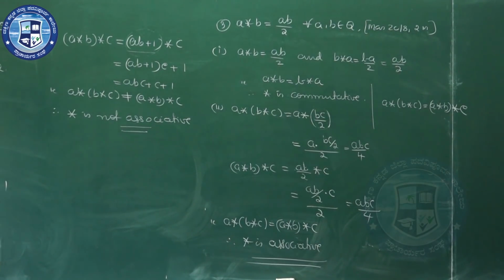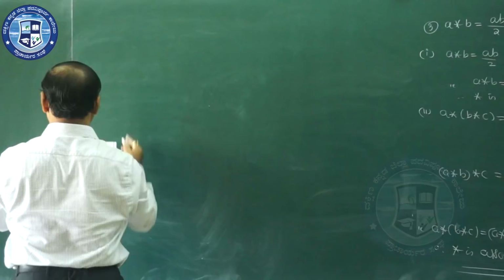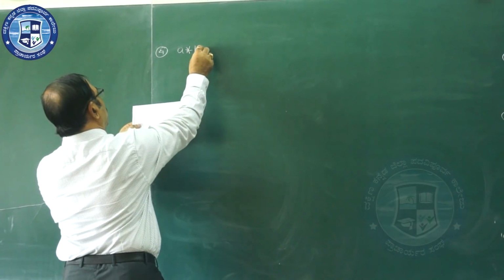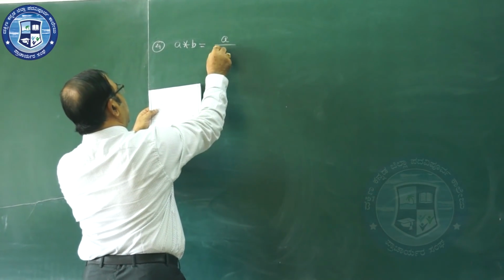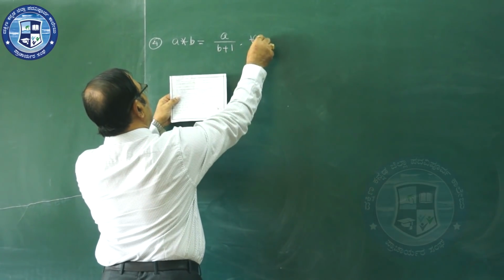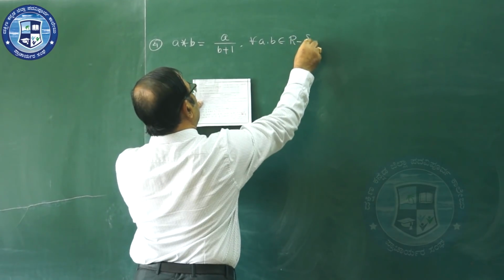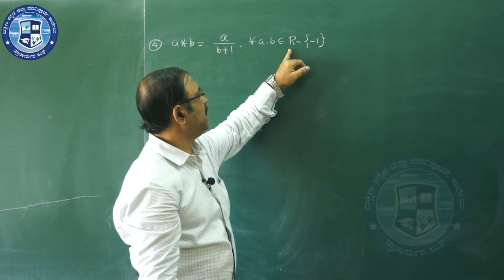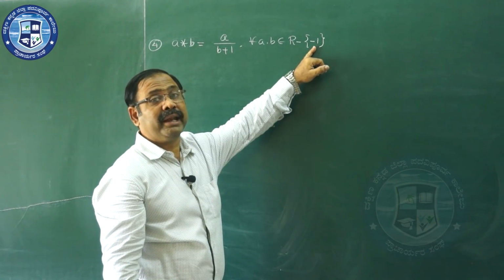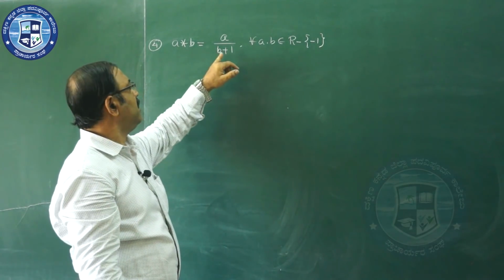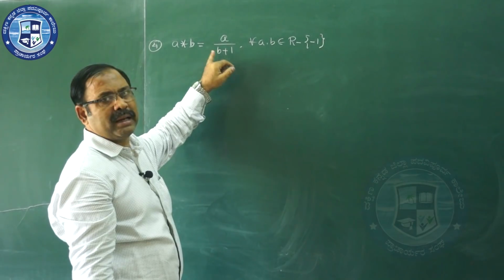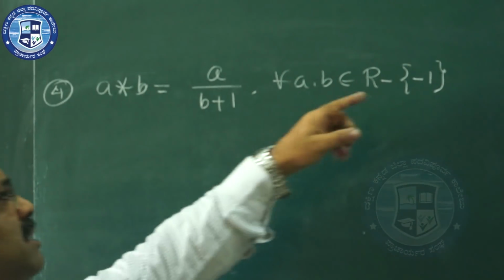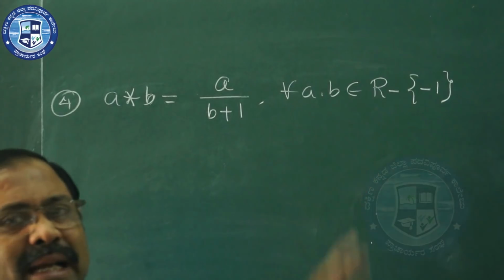Followed the idea? Have you understood this associative property now? A star B is equal to A by B plus 1 for all A, B belonging to R minus 1. That means from the set of real numbers, the number minus 1 is deleted. If minus 1 is included, suppose B can take the value minus 1, plus 1 gives 0, which is not defined. That is why they have just deleted minus 1 from this set of R.